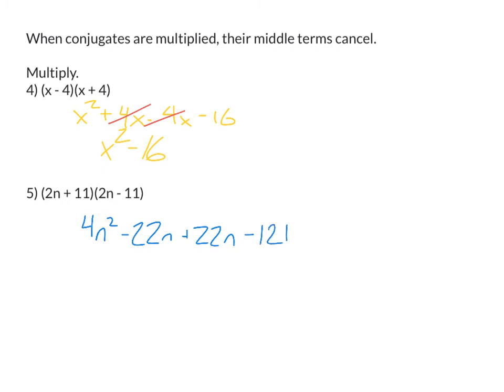And again, when we combine like terms, this negative 22 and positive 22 are opposites. They're going to cancel. And we are left with 4n squared minus 121. And so that's it. We have that special product when we multiply these conjugates together. We'll do more in class. For now, we're done.